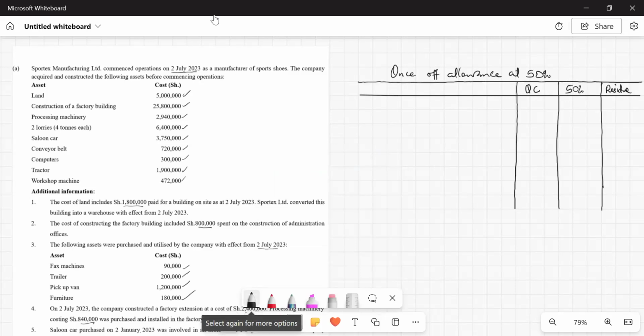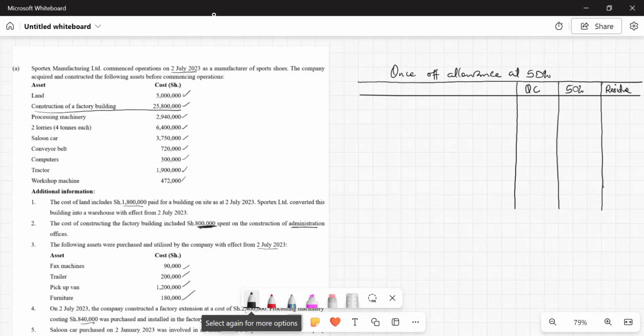Then construction of factory building. Factory building will qualify for investment allowance. But there is some information here where we're told that factory building includes 800,000 which was administrative offices. Administrative offices are considered to be commercial buildings. If they are within the factory building for manufacturing, we need to check if the cost used for them is 10% or more than 10%. If it is 10% or more, we separate it from the building and it qualifies for its own allowance separately. If less than 10%, they qualify together with the building, we don't need to separate it.